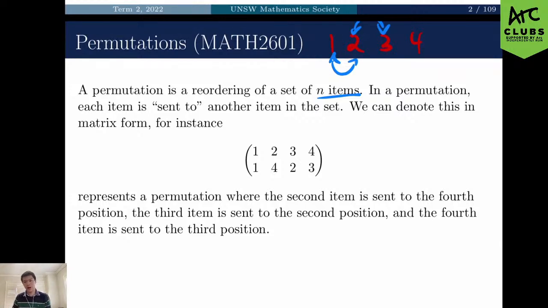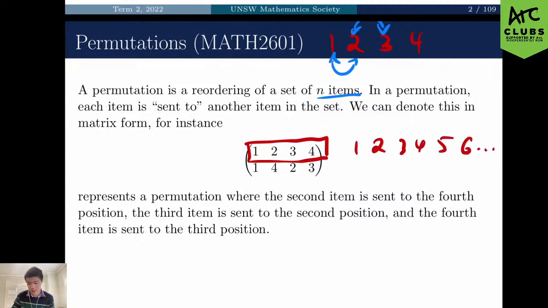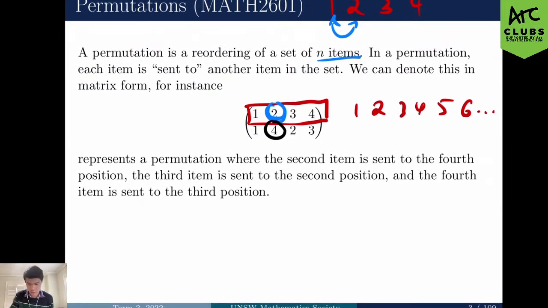So what we say is that we do it in matrix form. The first row of your matrix form is always just going to be the elements in order: 1, 2, 3, 4, 5, 6, and so on. And what the second row basically means is you can read it like this. This item, so number 2, gets sent to the position at the bottom. So for example, the second item is sent to the 4th position, and the first item stays the same. The third item moves to the 2nd position, and the 4th item moves to the 3rd position. So that's just a nice way of writing out a permutation.